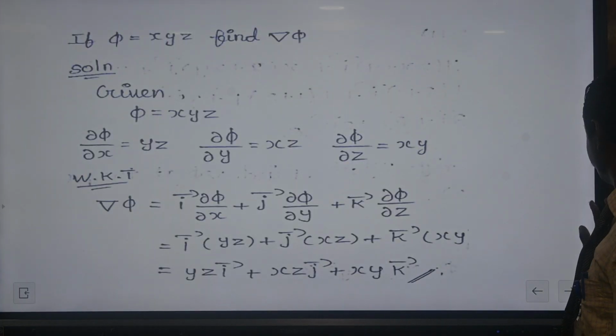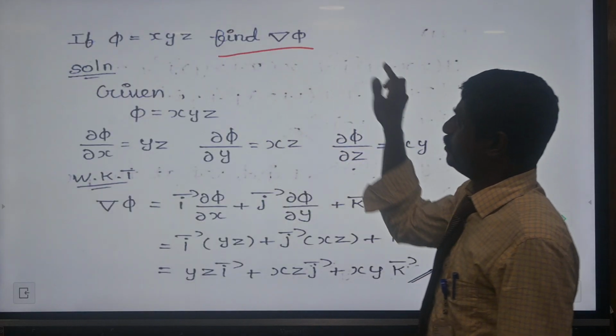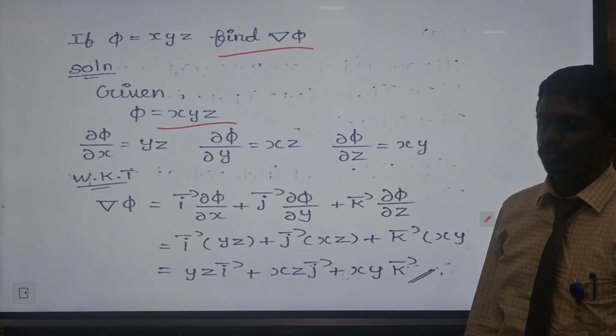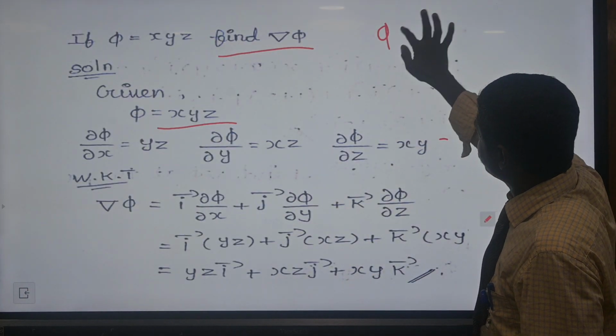Now the given function phi of x, y, z, find del phi. Given phi equal to xyz. Differentiate partially with respect to x. And just recall the definition.